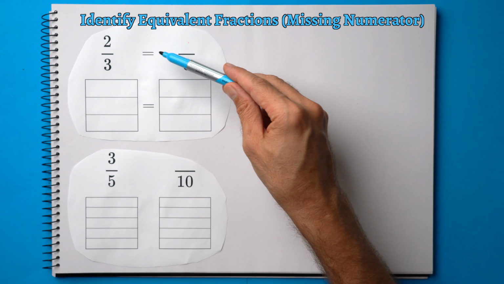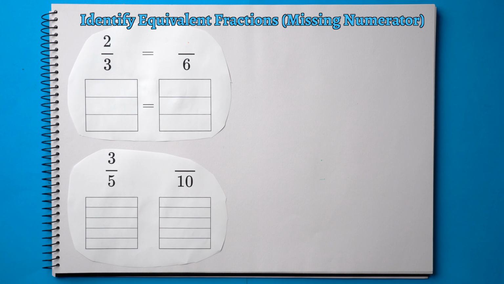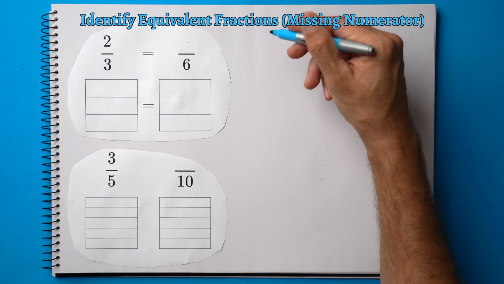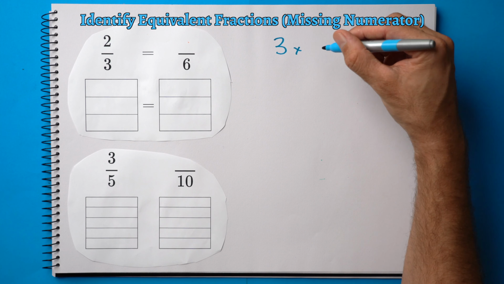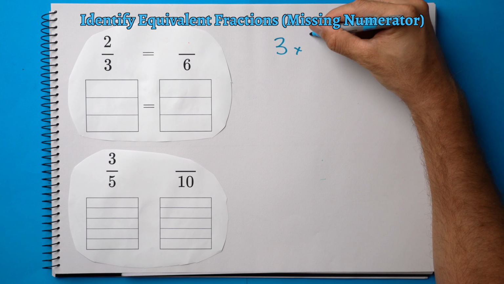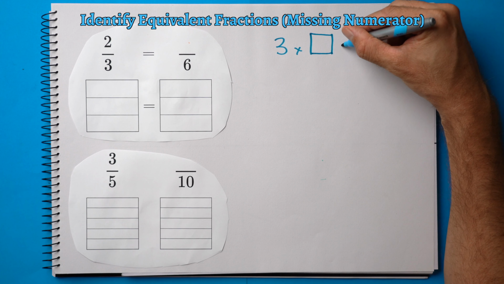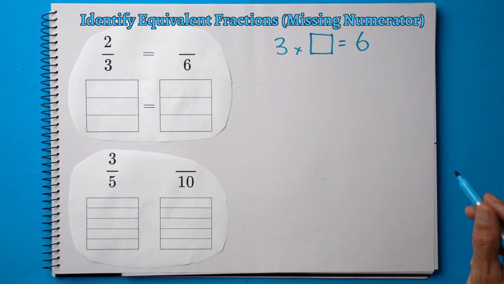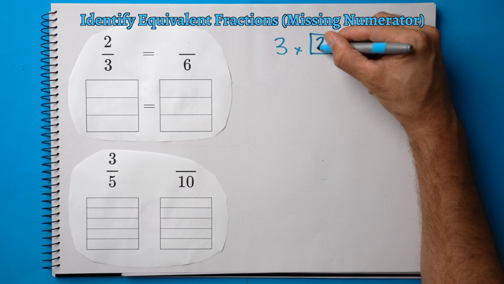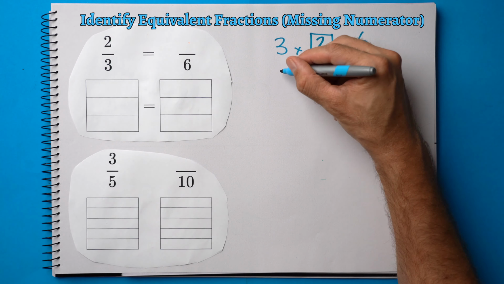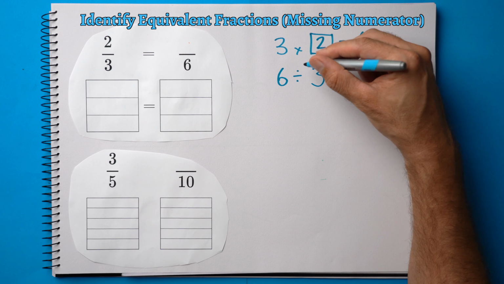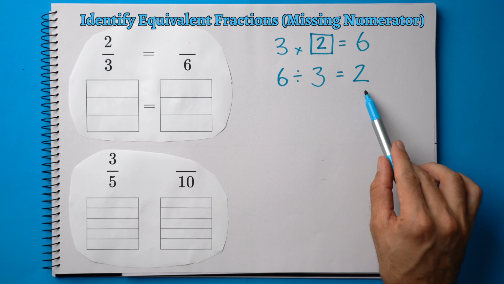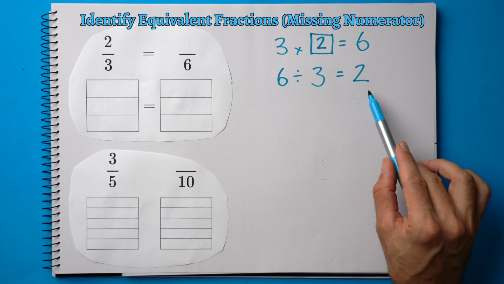We've got 2/3 is the same as our missing number over 6. We want to know 3 multiplied by what number is going to give us 6. I could write that as 3 multiplied by what number is going to be equal to 6. And we know 3 times 2 is going to be equal to 6 because 6 divided by 3 would be equal to 2. If you're not too sure about this relationship, I'll put a link in the description where we'll talk about it a bit more.